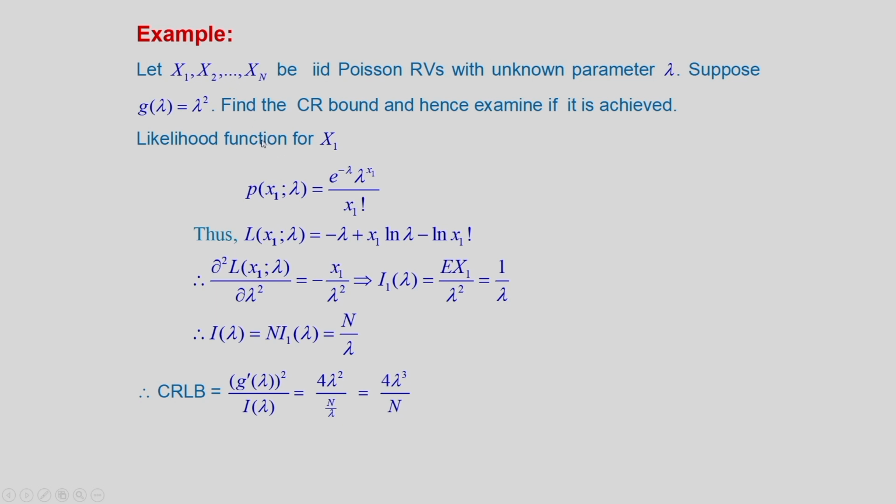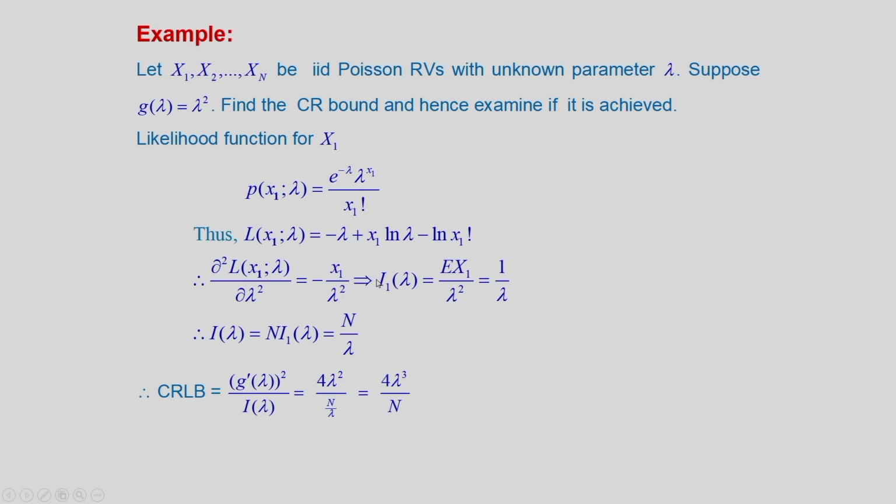Now, the xi's are IID. We will find the likelihood function of x1, that is the PMF P of x1 as a function of lambda, which is equal to e to the power minus lambda into lambda to the power x1 divided by factorial x1. We will take the logarithm, therefore, it will be minus lambda plus x1 into log of lambda minus log of x1 factorial. And if we take the second order partial derivative with respect to lambda, we will get del 2L del lambda square is equal to minus x1 by lambda square.